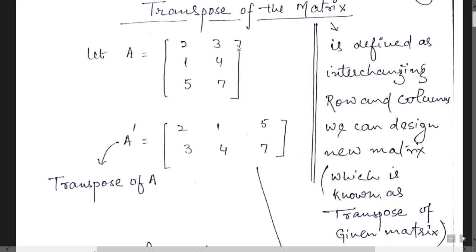I convert the first column of this matrix into first row and second column into second row. Basically, rows are converted into columns and columns are converted into rows. That is called transpose of the matrix. The whole exercise depends upon this pattern.